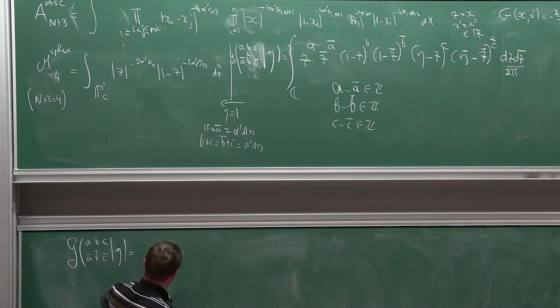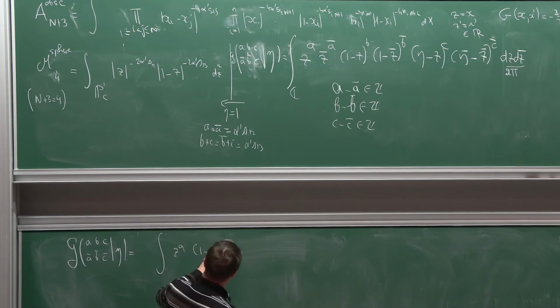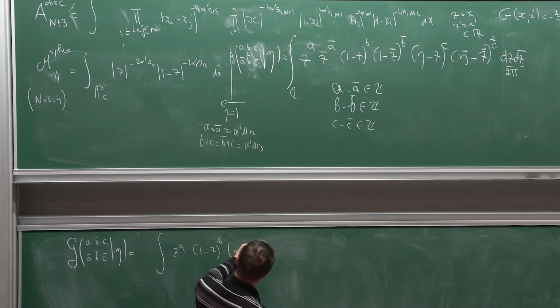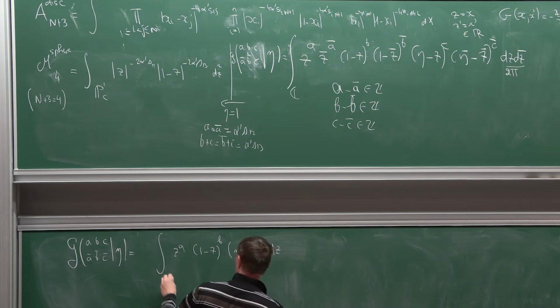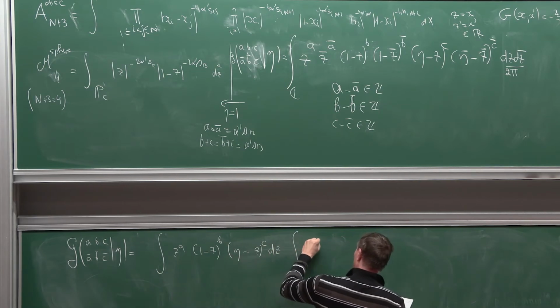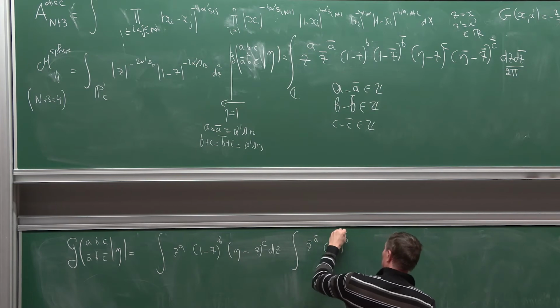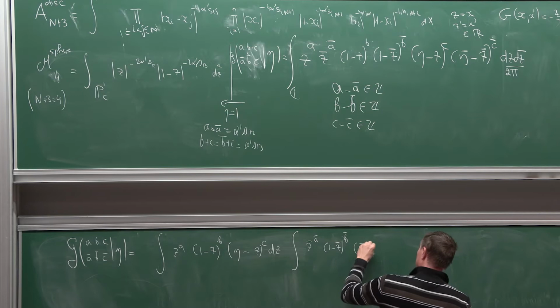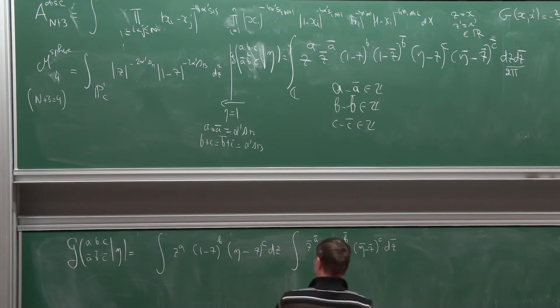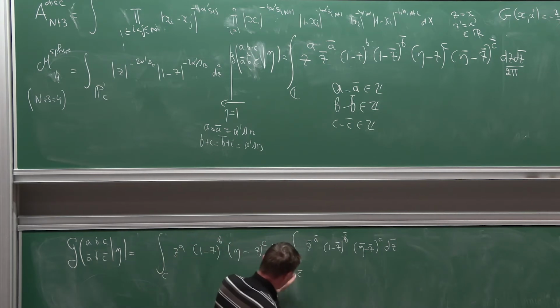Okay? So if I just naively write an integral that is z to the a, 1 minus z to the b, eta minus z to the c, dz, and here another integral that is z bar to the a bar, 1 minus z bar to the b bar, eta bar minus z bar to the c bar, dz bar, then I have to specify the way I do that.